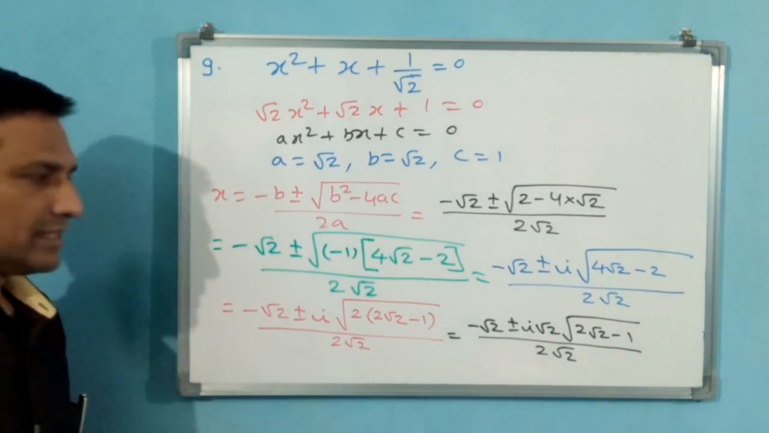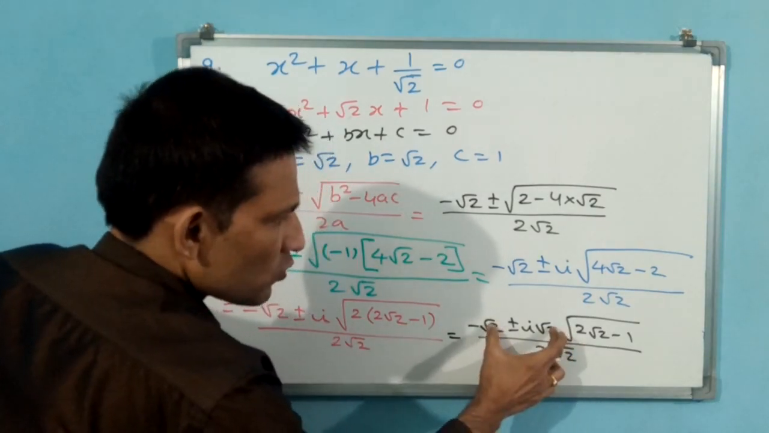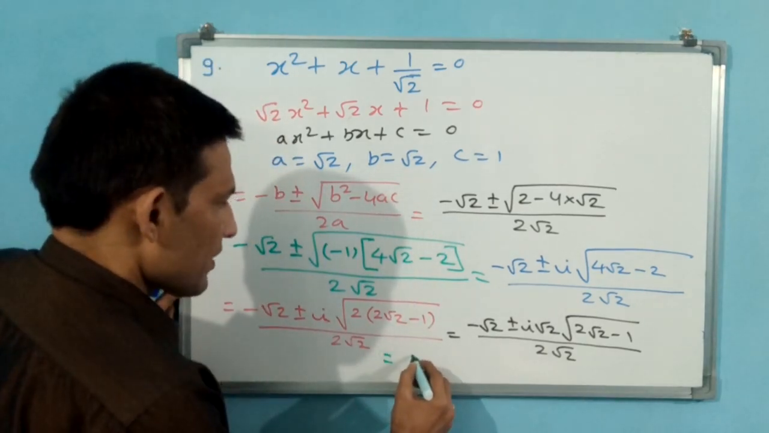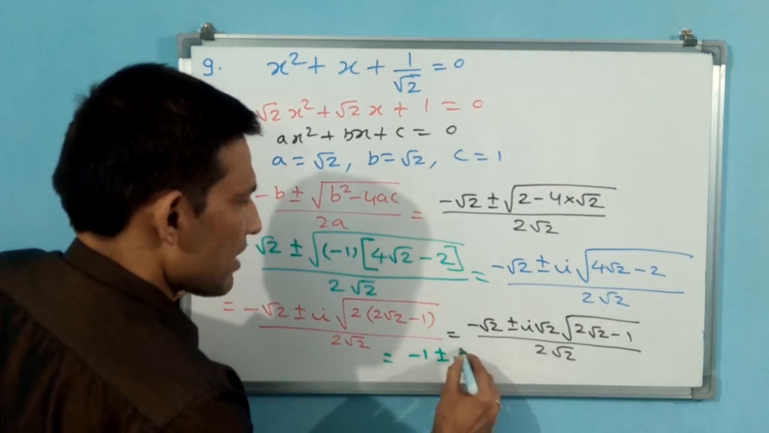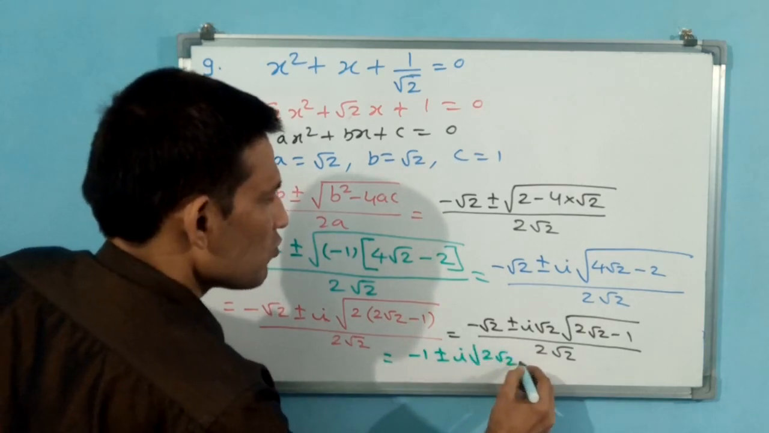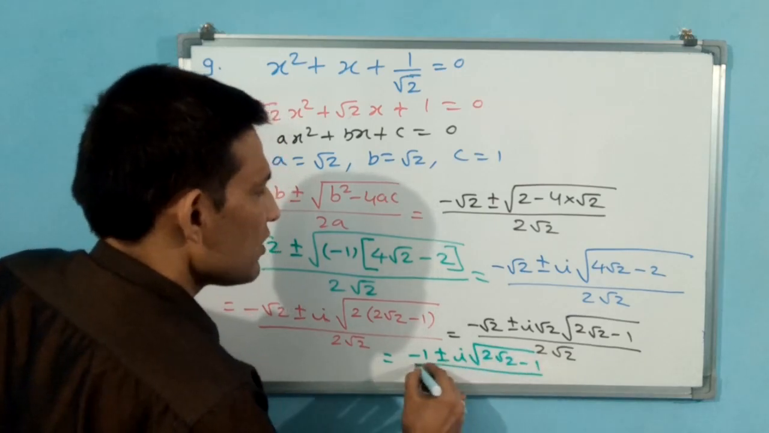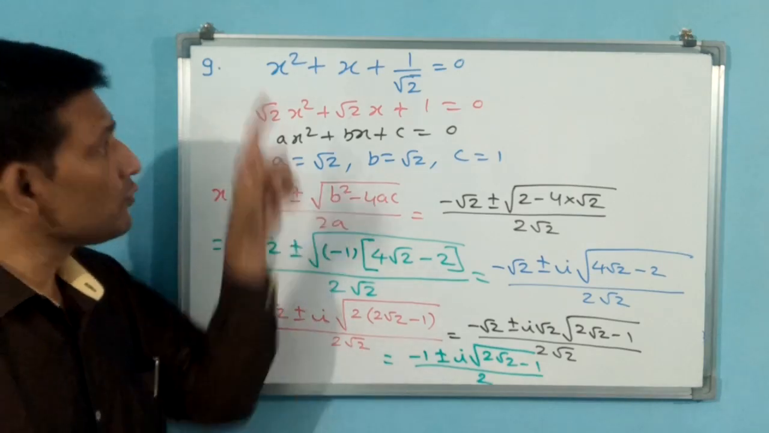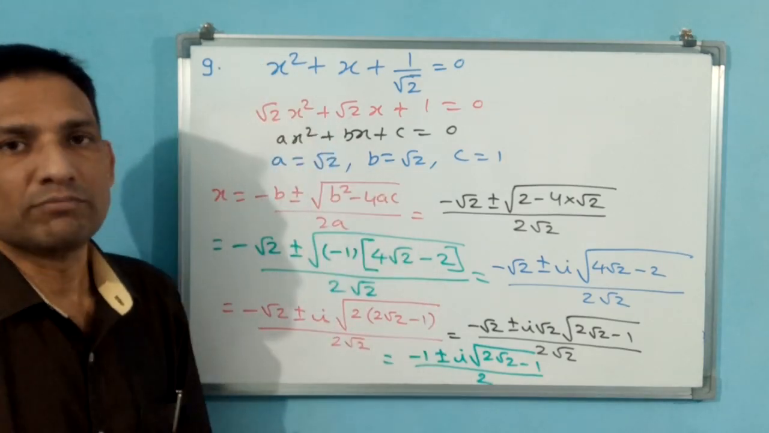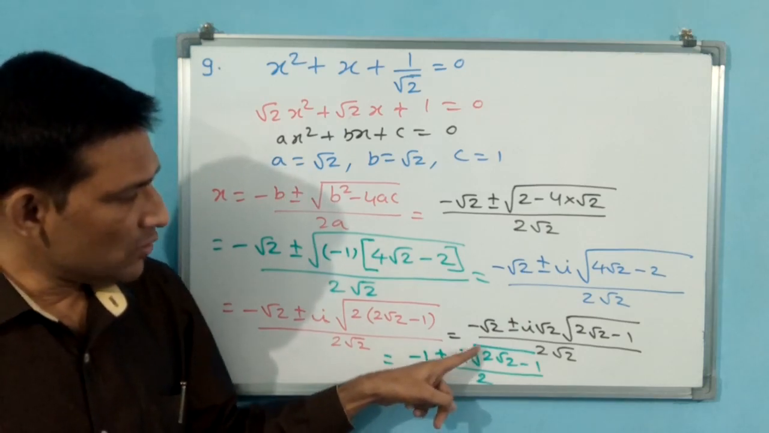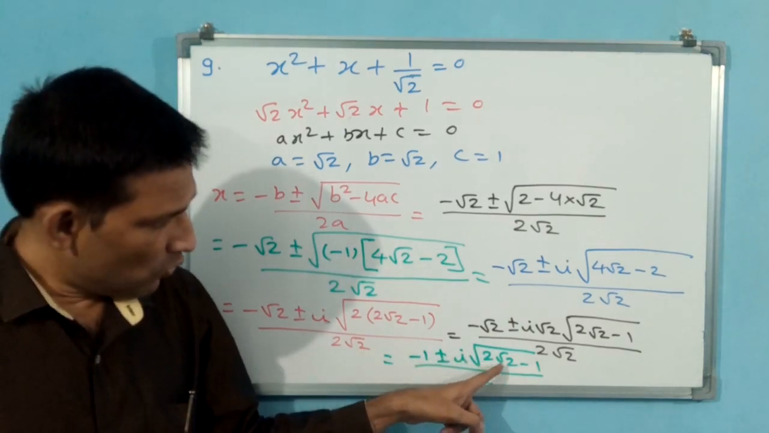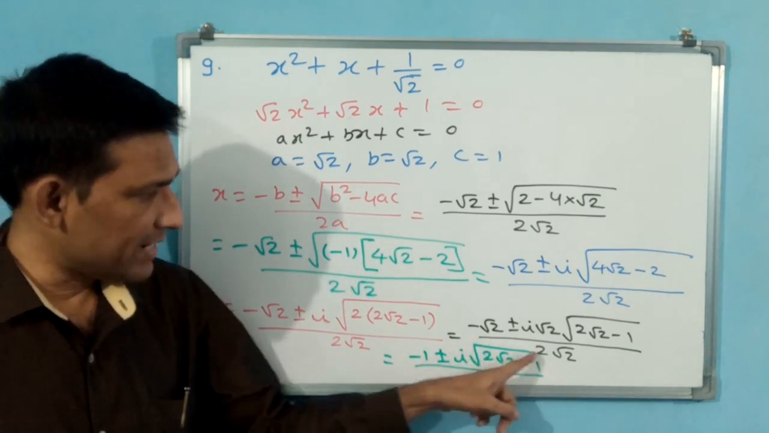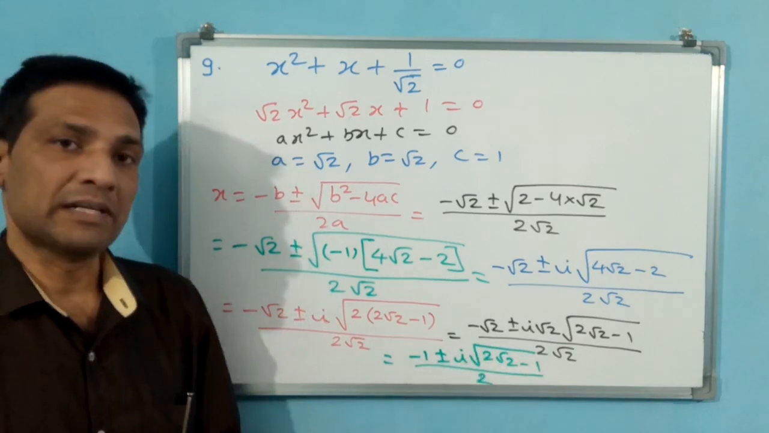What will be the final answer? Because see, the root 2 you take common and cancel. That's all. Then the final answer will be like this, you see: minus 1 plus or minus I square root of 2 root 2 minus 1 by 2 will come. Why? Because root 2 is going to get cancelled. This question I have done. Again you do once again, the same answer has to come: minus 1 plus or minus I. See, first time you might have seen root under root again. This is 2 root 2 minus 1, but this is under again root, square root of 2 root 2 minus 1.